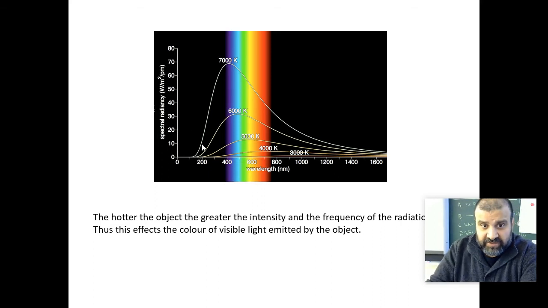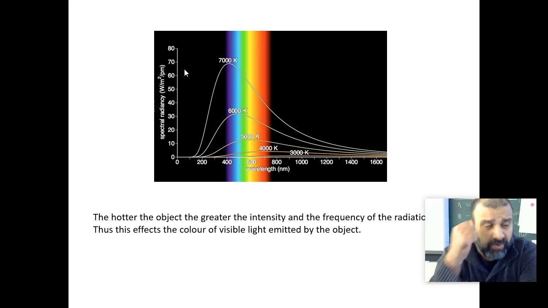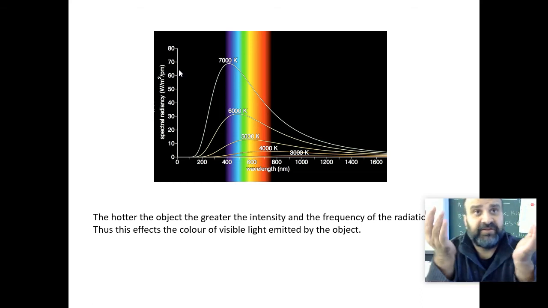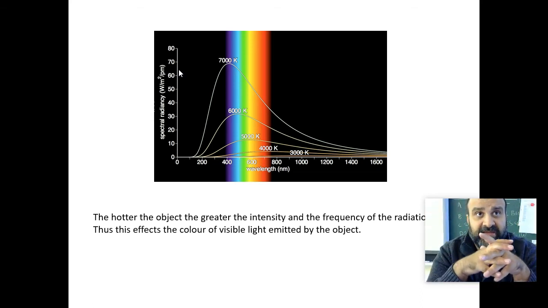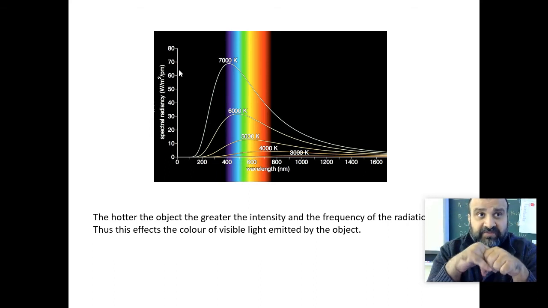So if we look at this curve here, the first one, that's 7,000 degrees Kelvin. So that's just slightly under 7,000 degrees Celsius. Just assume it's Celsius. You should already know the distinction between Kelvin and Celsius, right? Each degree is the same size, but 0 degrees Kelvin, which is absolute zero, is negative 273 degrees Celsius.